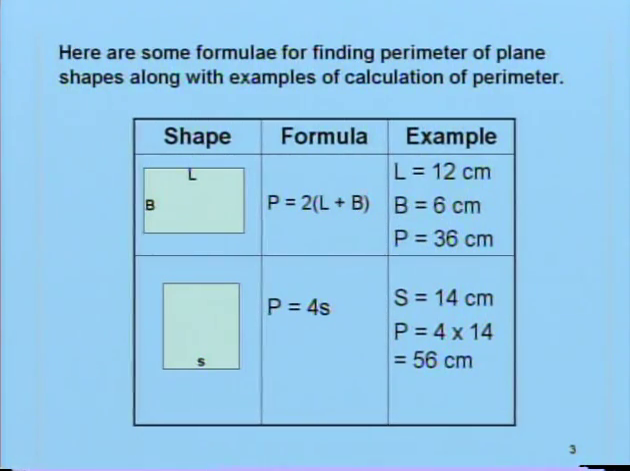that is 4 times S. In the example, if S is equal to 14 cm, then the perimeter is equal to 4 times 14 cm, which will give us 56 cm. So the distance around that square is 56 centimeters.